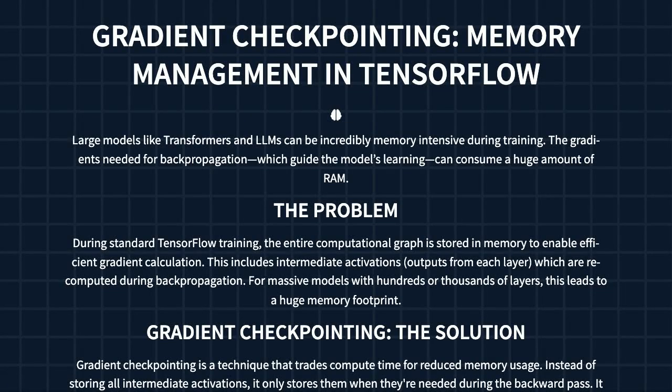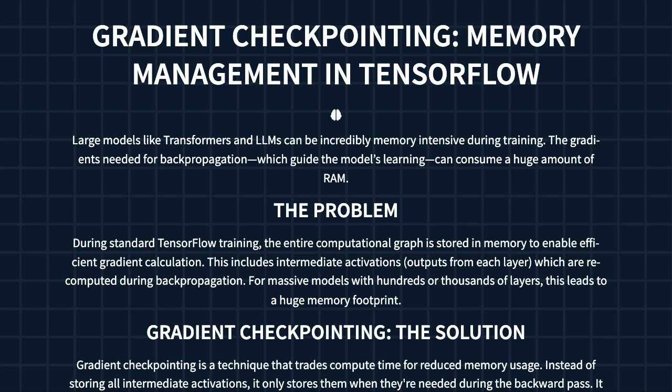Okay, so when we're training really big AI models like those transformer networks and LLMs, they can eat up tons of memory. Specifically, the gradients, which tell us how to adjust the model's weights, need to be stored during backpropagation. That means keeping track of every single intermediate value calculated in each layer. It's like building a massive chain of calculations and having to remember every link along the way.